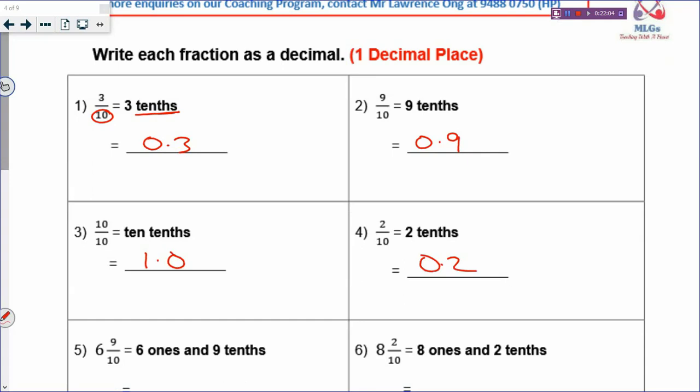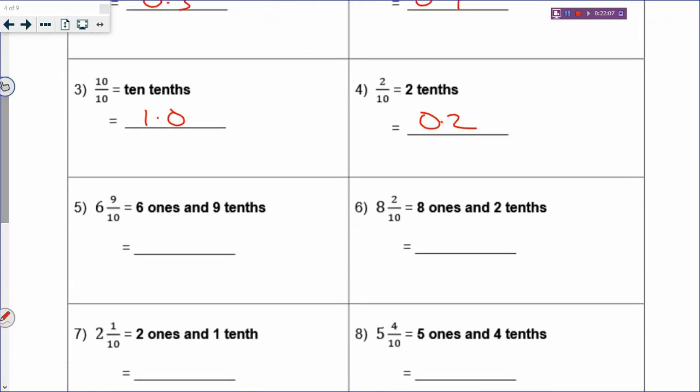Alright, and next one, how about your mixed number? How do you change the mixed number into a decimal? You can actually break it up into two parts. Now your 6 wholes is your 6, right? That's your whole number. You can actually change it into a decimal. That will become 6.0. Then your 9/10 is 0.9, and then you just add them together and do your working. We will learn how to add and subtract and so on in part 2. So when you add the decimals, you will get 6.9. So this is your decimal after changing the mixed number into a decimal. How about the other one?